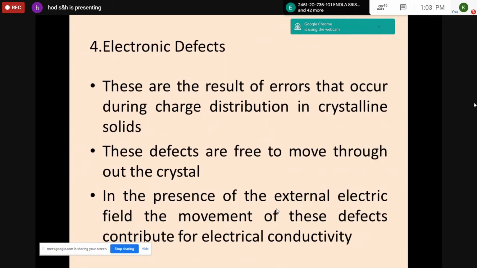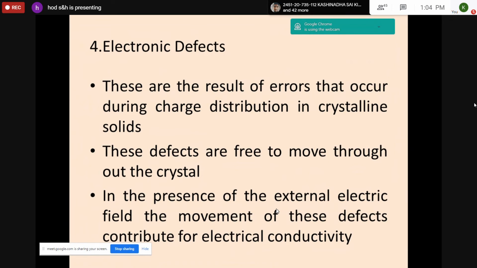And the fourth one, in the point defects, the fourth class is electronic defects. These electronic defects generally occur as a result of errors present during the charge distribution in crystalline solids. So you have positive charge and negative charge. Because of the properties, electronegativity and electron affinity, the sliding of these atoms takes place. They cause certain disturbance in the material, and these are called electronic defects.